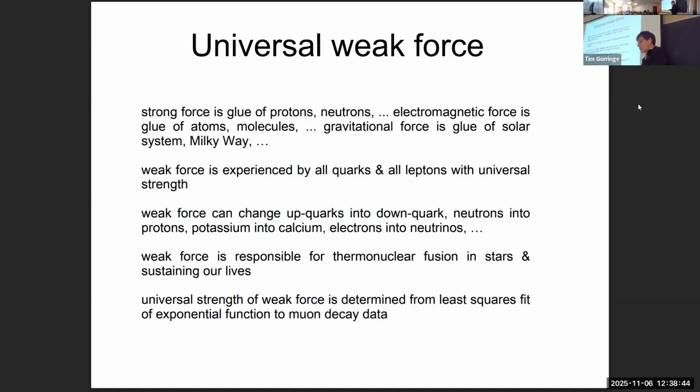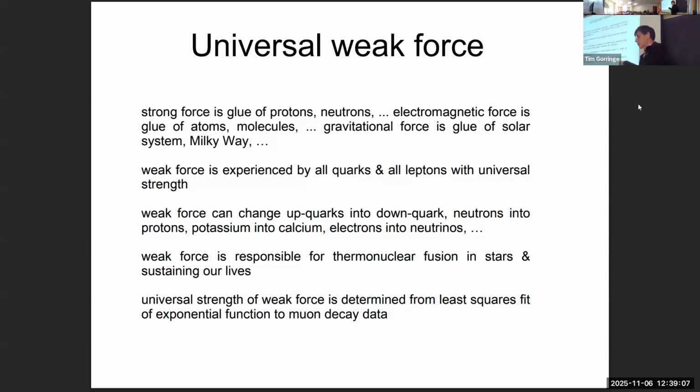So I put an example here between calcium and potassium as transformed through the weak interaction. It drives thermonuclear fusion, and so it's driving the sun, it's driving the stars, and in that sense, the weak force is sustaining our lives.